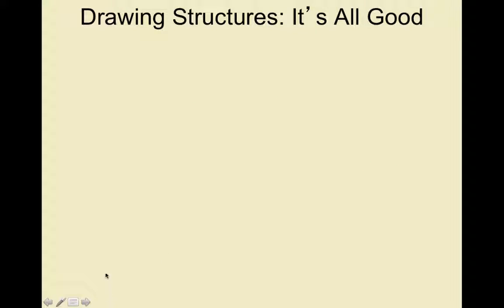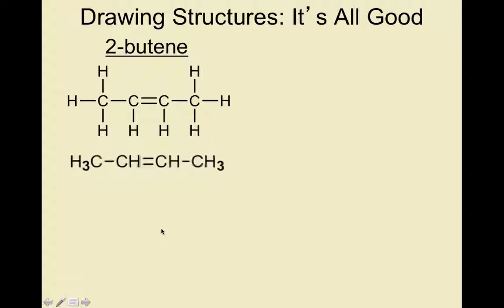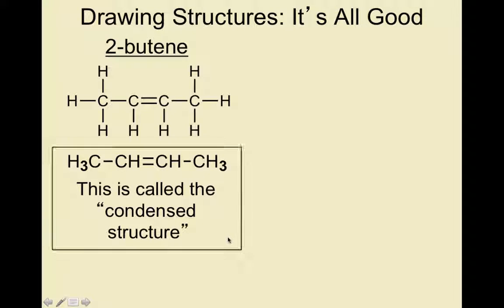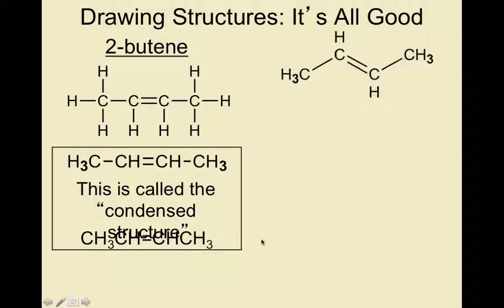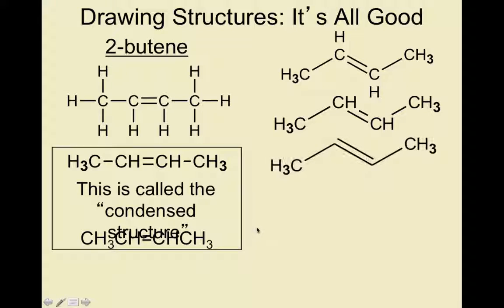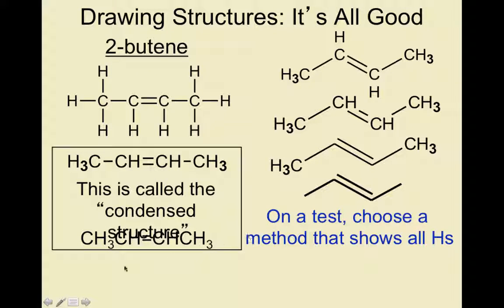So when we're drawing structures, I'm just going to get everything up on the slide here that should be here so I can use my pen properly. So when we're drawing structures, this is an alkene. It happens to be called 2-butene. This is a full structure. We can take this and we can turn it into a condensed structure.